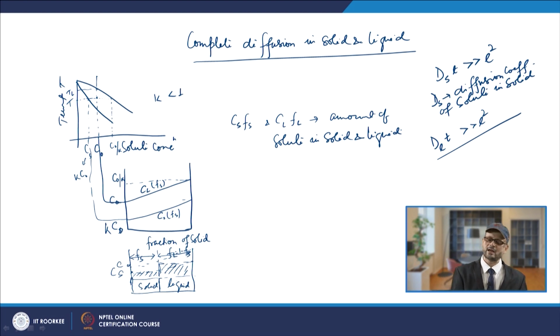Now, Fs and Fl, we know that this is the fraction of solid and the liquid. Now, the area, you will have uniform composition C naught. So, C naught times Fs plus Fl. So, this will be the amount of solute in liquid before solidification.